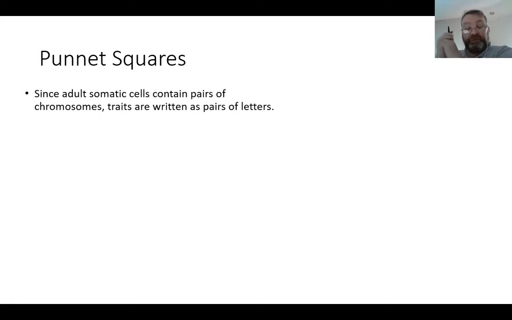Now, Punnett squares are a lovely way for me to take in information about the gametes and the genes that mom and dad can make, okay? And then at fertilisation, to try and figure out what possible genes will be expressed in the new individual. Since adult somatic cells, now please remember that word, a somatic cell is a normal body cell with 46 chromosomes, okay? So since adult somatic cells contain pairs of chromosomes, traits will be written as pairs of letters.